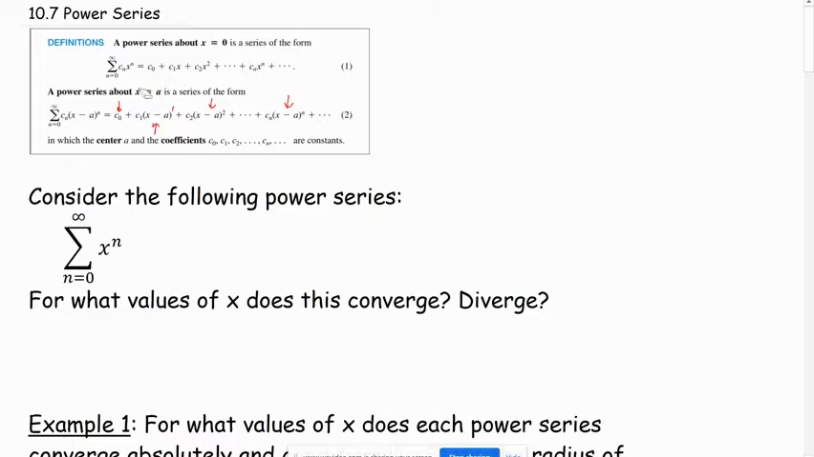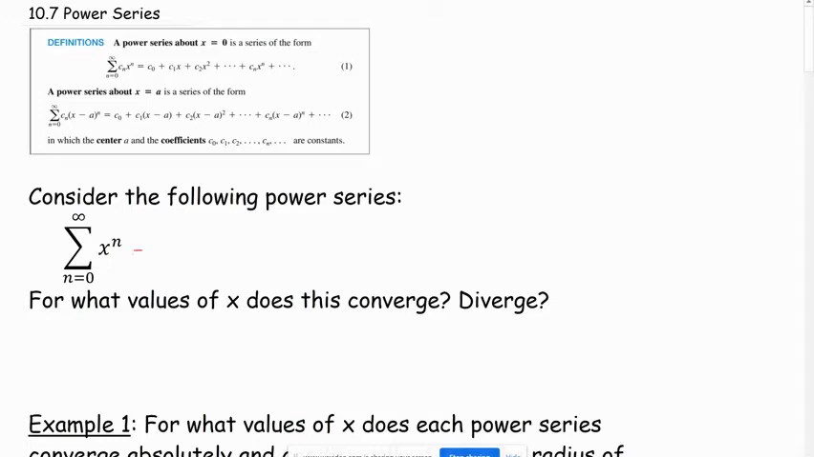Again, if a was 0, then we would just get this series. This power series will also converge when x equals a, because if x equals a, then all of these terms will become 0, and so it's going to converge again to c sub 0, or c naught. And so we're going to try to figure out, are there other x values where this power series converges? Every power series will converge at least at x equals a, and we're going to look for intervals of other values where it converges.